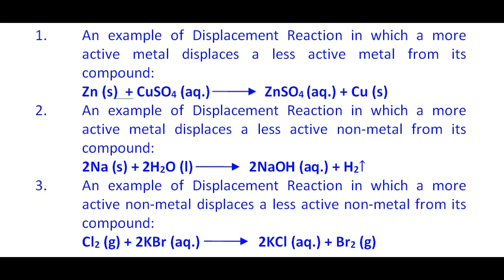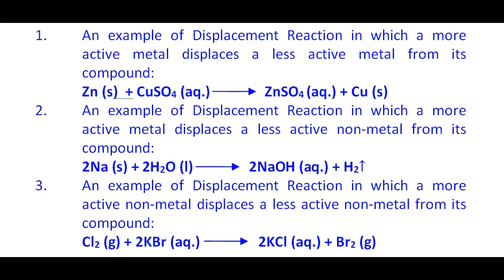So you understand that displacement reaction can be of three types. The first type is where an active metal displaces a less active metal from its compound. You see, zinc and copper sulfate aqueous solution. Zinc being a more active metal than copper, zinc forms zinc sulfate, displacing copper. Now there is another reaction, look at it.